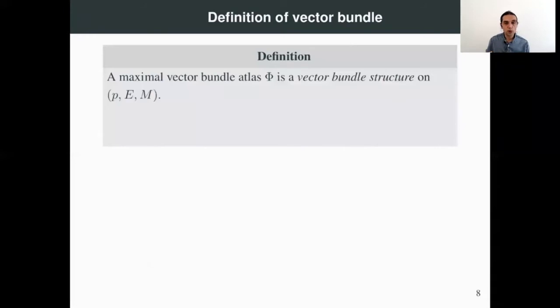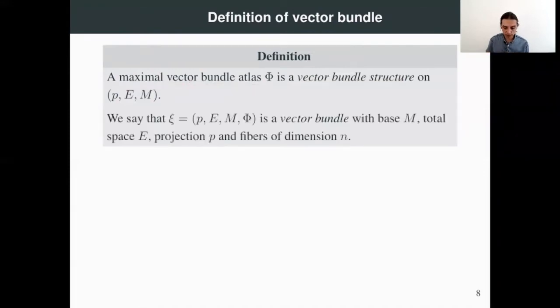Okay, so we have yet to define a vector bundle, and so a vector bundle structure is going to be just a maximal vector bundle atlas. We say that C, which is P, E, M and the maximal vector bundle atlas, is a vector bundle with base M, total space E, projection P, and fibers of dimension n if the vector bundle charts are homeomorphisms to the product of open subsets of M and R^n, okay?